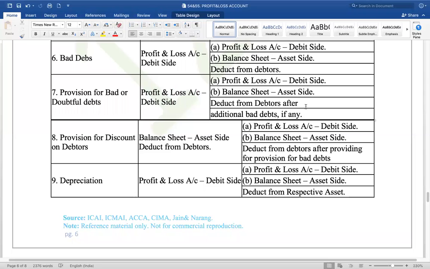If the debtors are 50,000 and the bad debts are 5,000, deduct 5,000, and your net debtors will come to 45,000. There is also a provision for bad and doubtful debts, another one, so that is to be deducted. Another, let's say 10%. 10% of again 50,000 is 5,000. Another 5,000 is deducted. So the net amount of debtors is 40,000. It is like that.